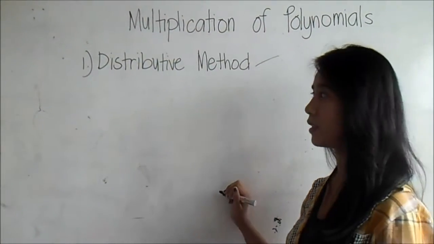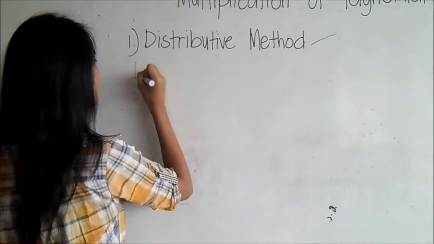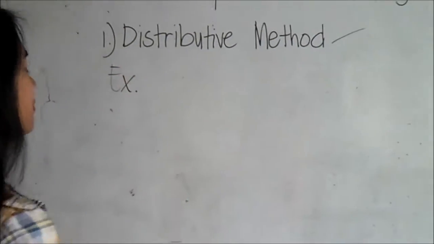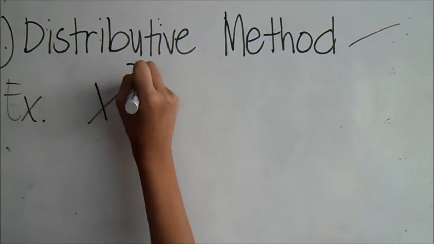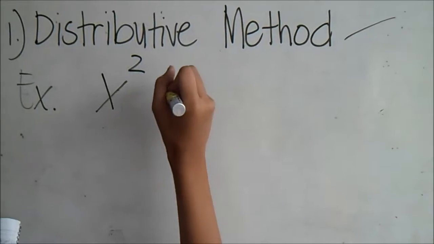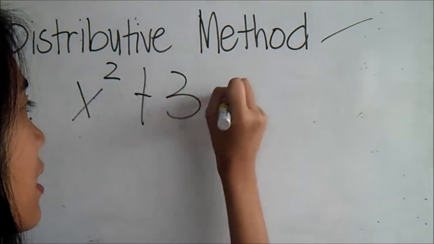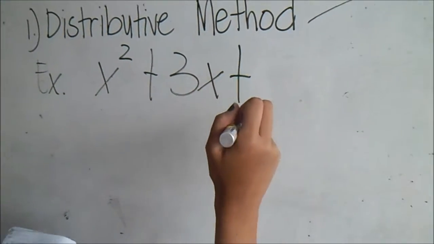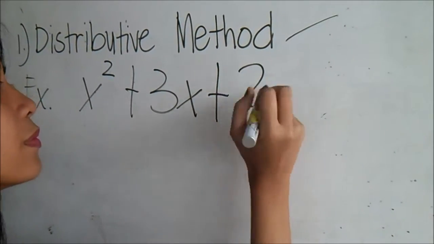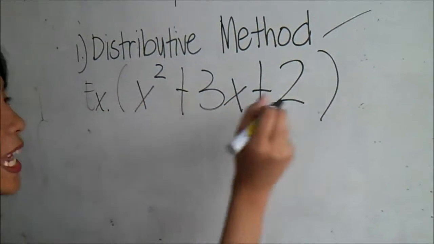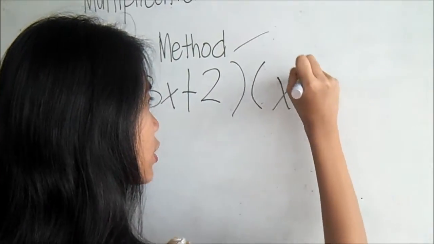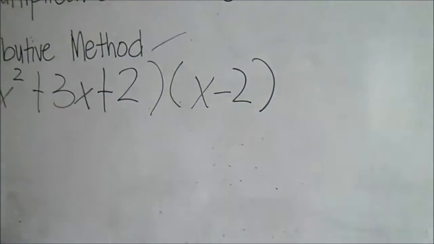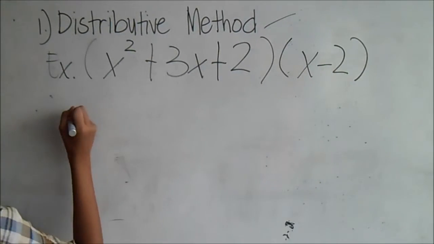For example, x squared plus 3x plus 2 times x minus 2. Then we are going to solve this.